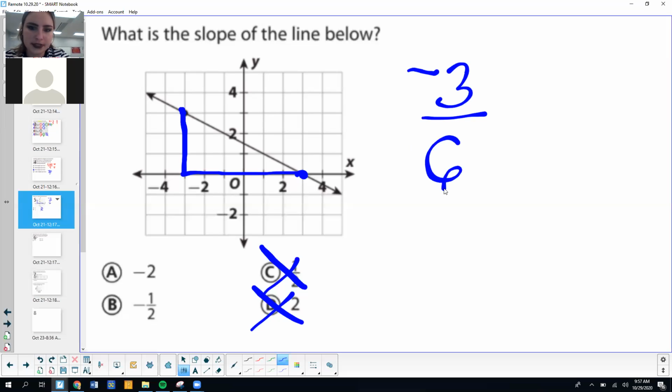So -3/6. We can simplify that. You can take -3 divided by 6, and you can get -1/2. So our slope is -1/2. And all I did was I took the rise divided by the run. And since that rise, that vertical axis, that y-axis is going down, I made it a negative.